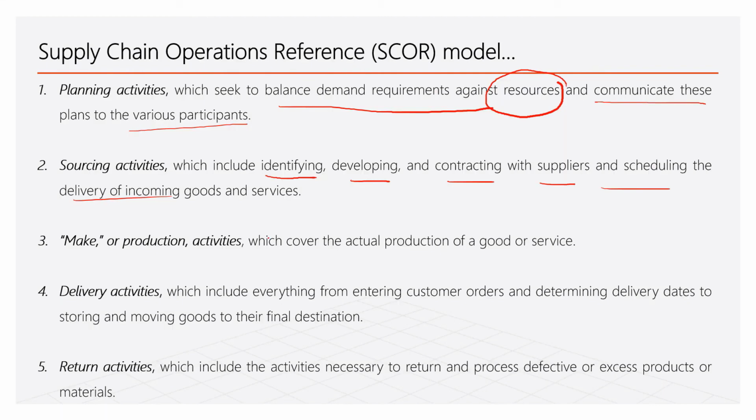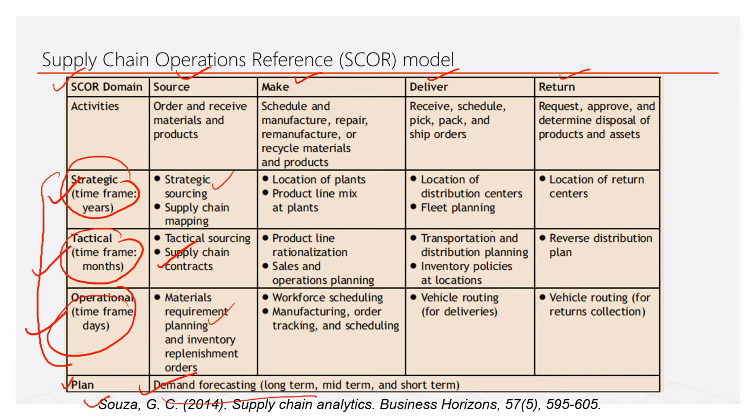Now if we move towards the make or production activity, which covers producing the product, so we are dealing with production-related activities. At a strategic level, in make, we are deciding where to locate the plant and what kind of product mix we are going to use. We are doing aggregate production planning, or you can say sales and operations planning, in which we try to meet the forecasted demand, as well as check whether enough capacity is available or not. At the operational level we are doing workforce scheduling or order scheduling and so on.